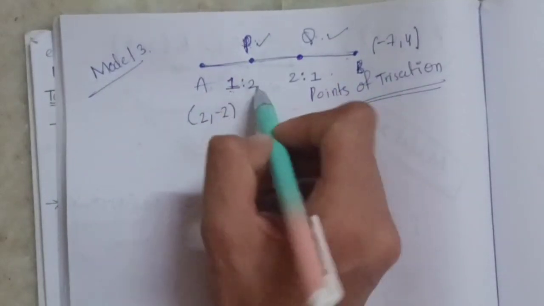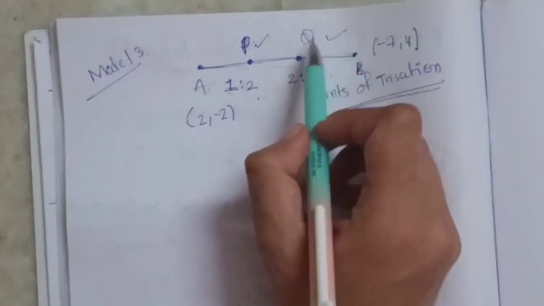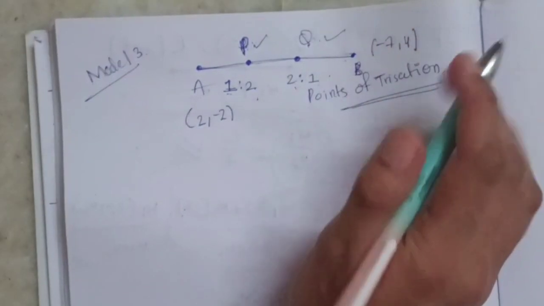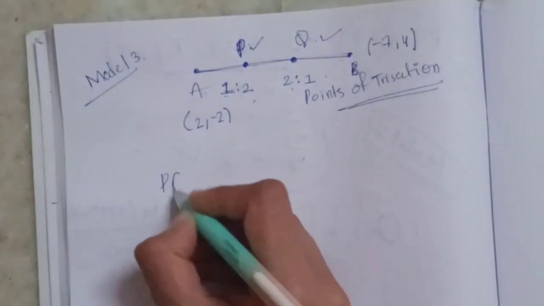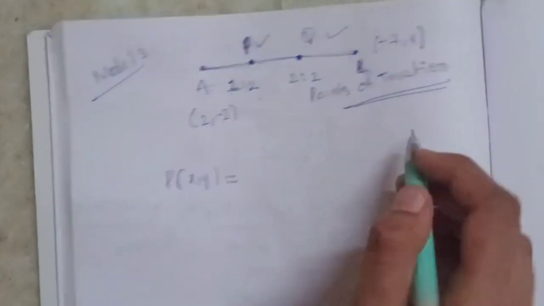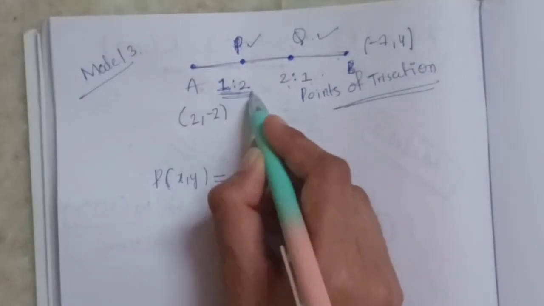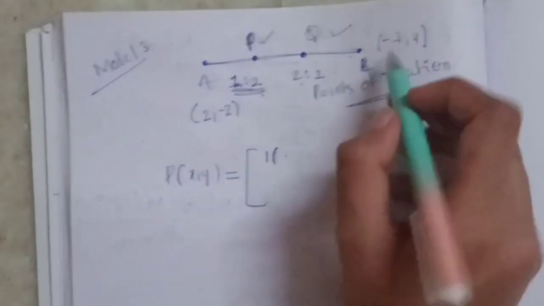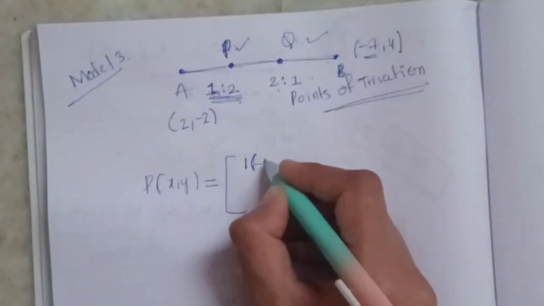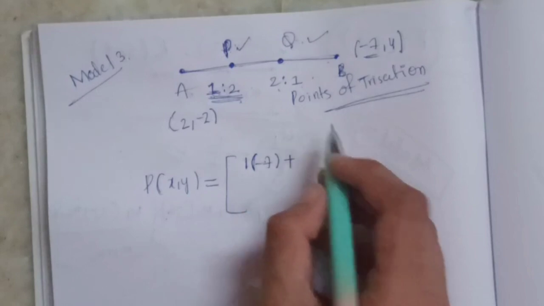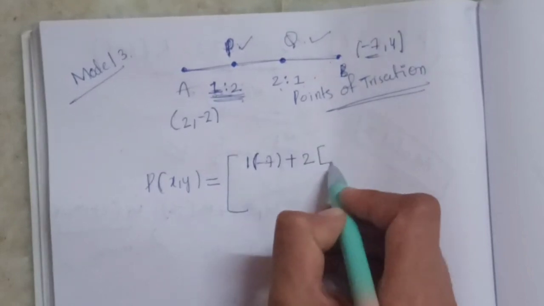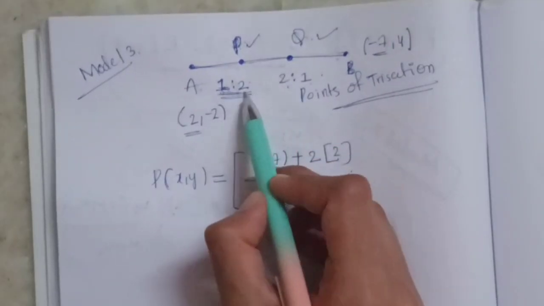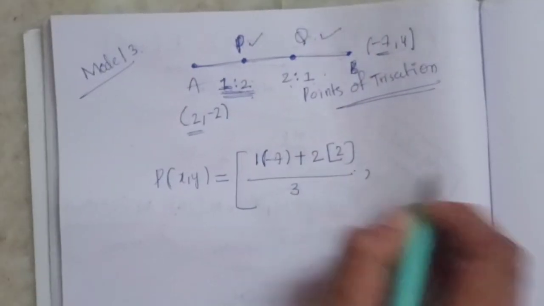Now we need to find out P. We have its M1 and M2 values or ratios. And we need to find out Q. We have its M1 and M2 values. Let us find out P. P of x, y is equal to M1 is to M2, which is 1 is to 2, right? So M1 x2, what is x2? Minus 7. M1 x2 plus M2 x1, what is M2? 2, into x1, is 2, by M1 plus M2. 1 plus 2 is 3, comma.